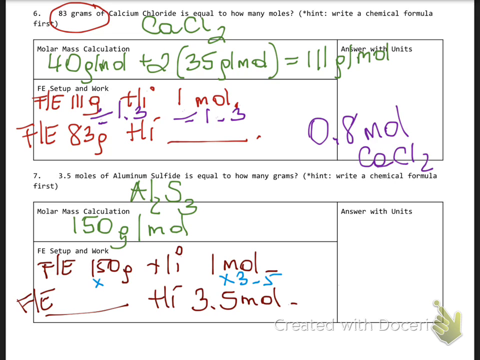And then I have to do the same thing on the other side of the equation. 150 times 3.5 is about 525. The unit needs to match, so that's grams of aluminum sulfide. This answer does not carry the mole unit because it is asking you only for grams. And this number matches the unit on the top, which is the grams.